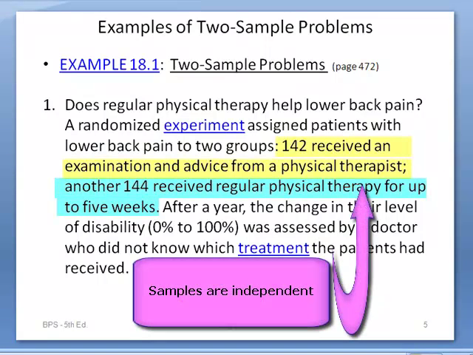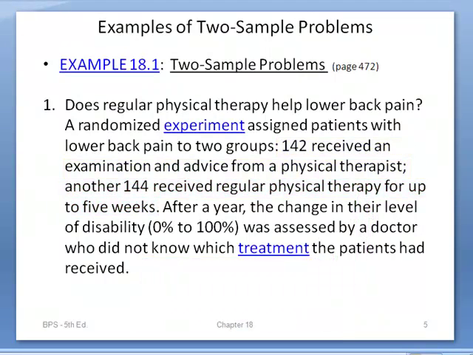After a year, the change in their level of disability from 0 to 100% was assessed by a doctor who did not know which treatment the patient had received. So this is an example of a two-sample problem. The one sample did not affect who was going to be in the second sample.